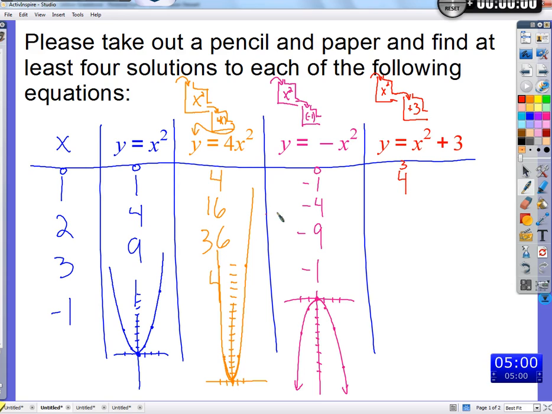Put in 2, 2 squared is 4, you add 3, you get 7. You add 3 to 9, and you get 12. You add 3 to 1, and you get 4. So what effect is that going to have on the graph? It just makes every output 3 more. Instead of 0, 0, we're at 0, 3. Instead of 1, 1, we're at 1, 4. Instead of 2, 4, we're at 2, 7. Instead of 3, 9, we're at 3, 12.